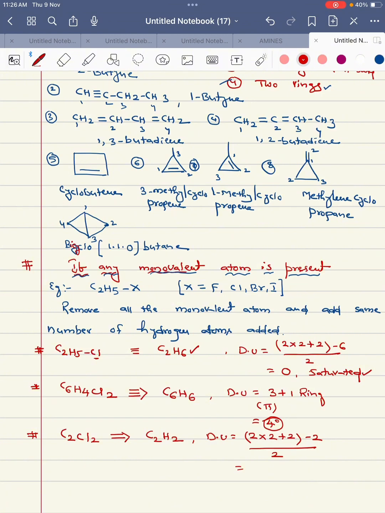So (2 × 2 + 2) = 6, 6 minus 4 is 2, divided by 2. What is the answer? It is called 2 degrees. So we got 2 degrees. So what are the possibilities? One ring is possible. One triple bond is possible. This is one possibility. Next, two double bonds are possible. Next, one ring and one pi bond is possible. Two rings are also possible. So based on the formula, we can write down the structure of this compound.